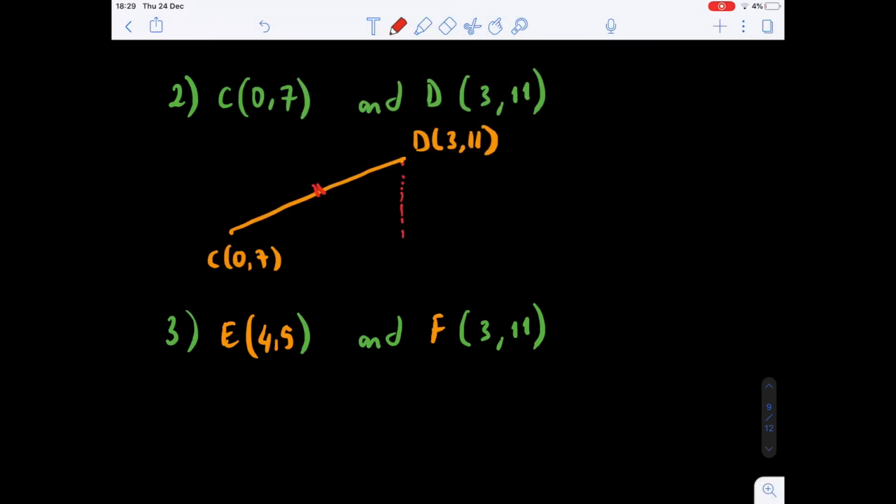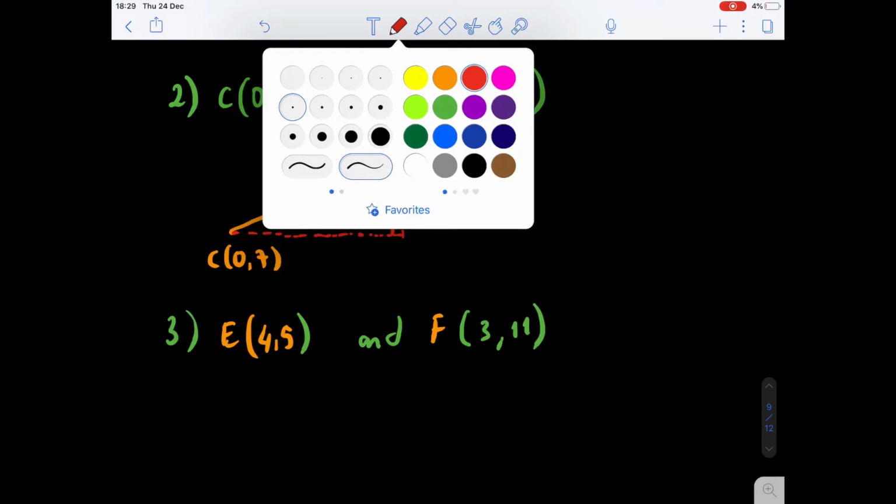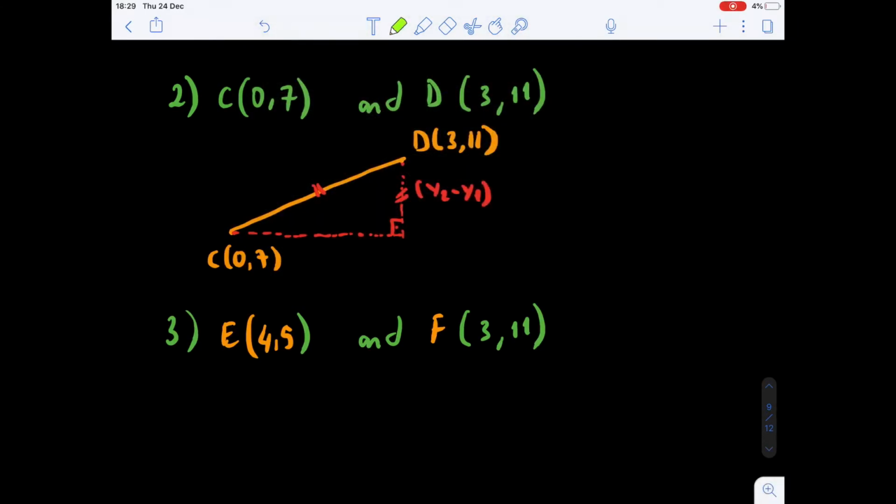So I need to find the distance vertically and horizontally. So to find vertical distance, I need y2 minus y1. So the difference between y coordinates. At first, I have to say which is y1, which is y2, which is x1, which is x2. It doesn't matter, guys. You can start wherever you want. So I'm going to start here, x2 and y2. And here is going to be x1 and y1.